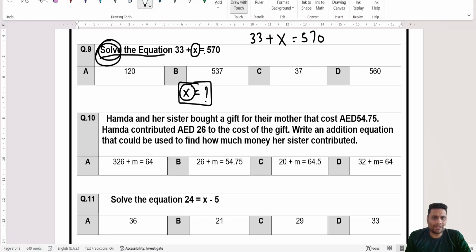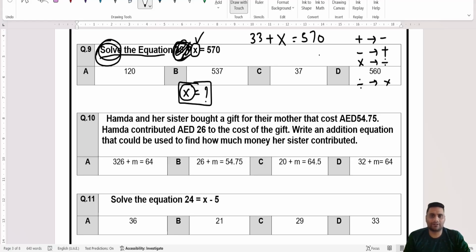So in my equation, if I remove this number with the x, the 33, after removing it, I will get the x, yes or no? So the question is, how will I remove this 33? Remember the trick. If you see plus, to remove the plus, we use the opposite of plus, minus. If you see minus, use plus. If you see multiply, use divide. And if you see divide, then use multiply.